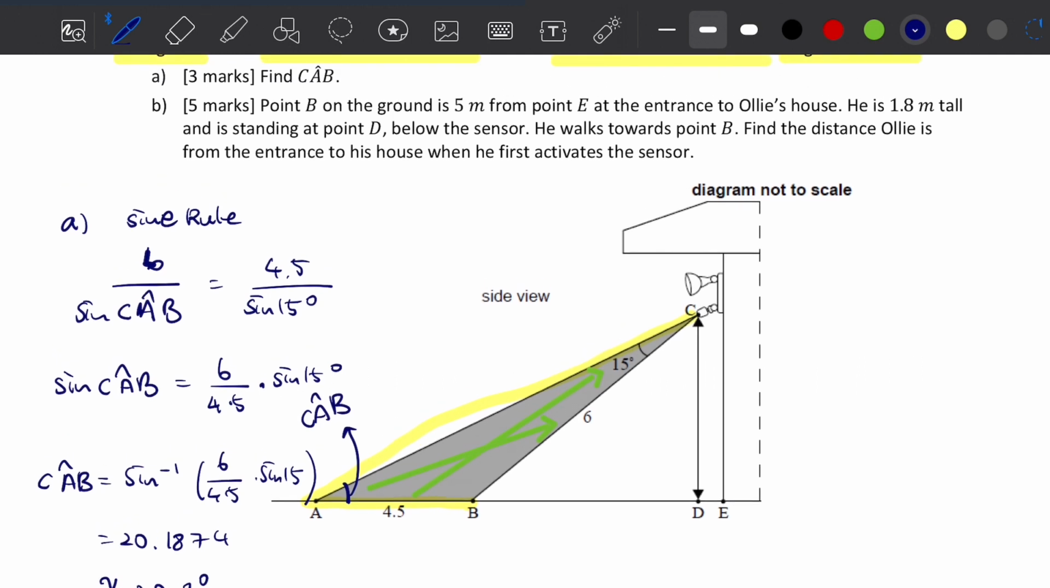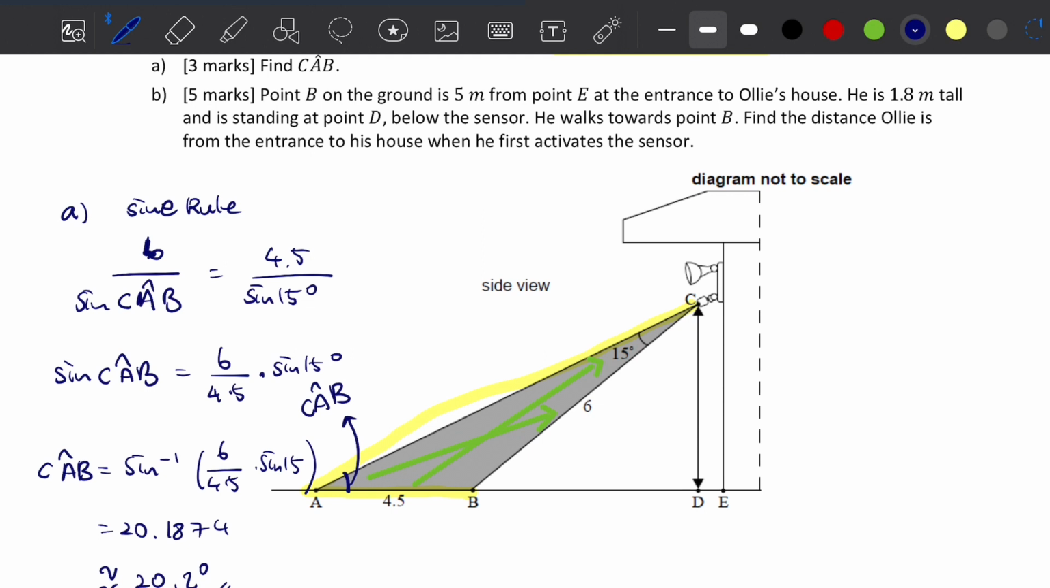Okay. Then question B, point B on the ground is 5 meters from the point E. So we know that from here to here is about 5 meters. Okay. And at the entrance to Oli's house, he is 1.8 meters tall and is standing at point D. Okay, so he's standing here, and his height is about 1.8 meters. The question says he walks toward point B, and then we need to find the distance Oli is from the entrance to his house when he first activates the sensor, right?